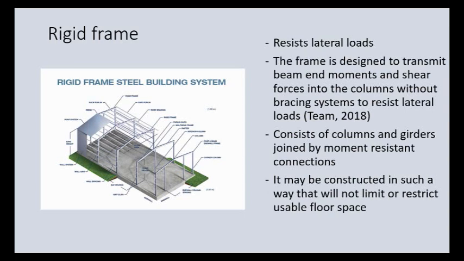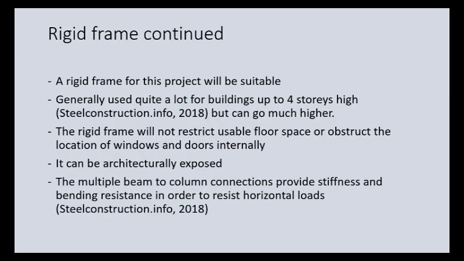The frame is designed to transmit beam end movements and shear forces into the columns without bracing systems to resist lateral loads. A rigid frame consists of columns and girders joined by moment-resistant connections, and rigid frames may be connected in such a way that it will not limit or restrict the amount of usable floor space. For this project, a rigid frame will be suitable.